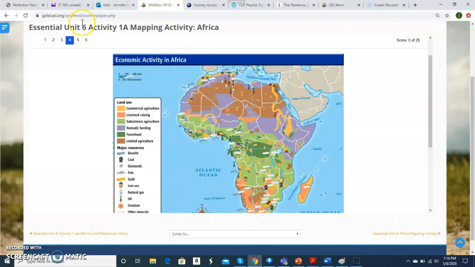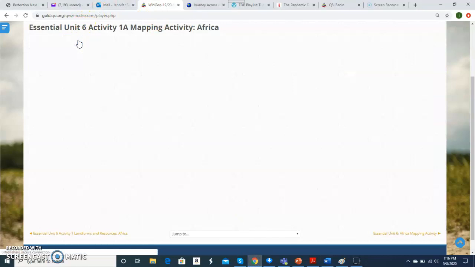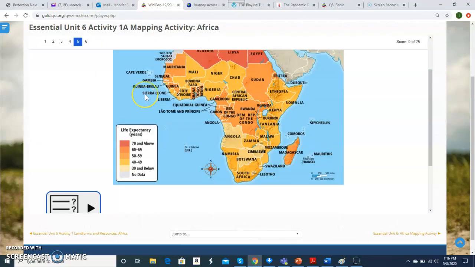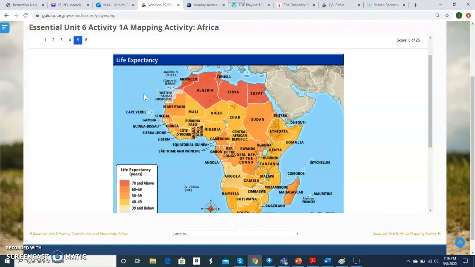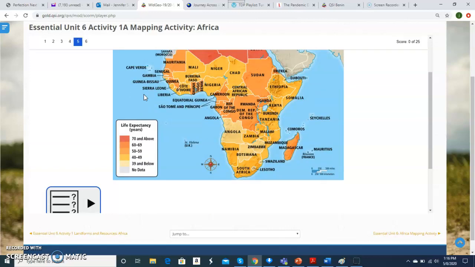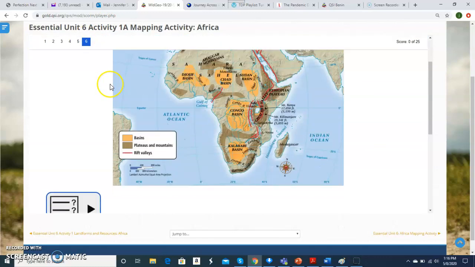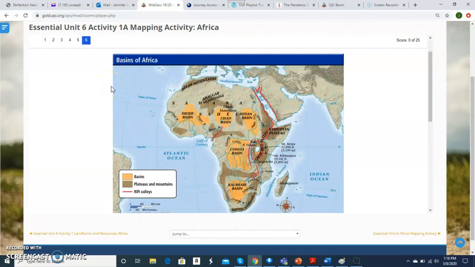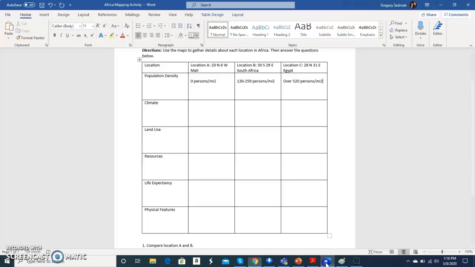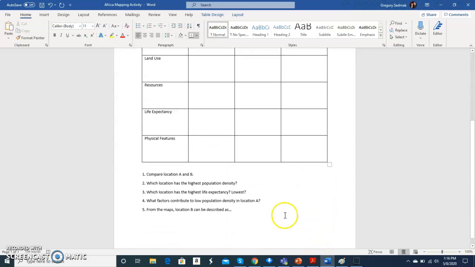And then if we go through to the next map, you essentially do the same thing with life expectancy. So this one I'm not going to walk you through. I'm going to let you try and figure out this one on your own. And then do the same thing with physical features, okay? And again, I'm not going to walk you through this one. I'm going to let you figure that one out on your own. But from those maps, fill in the chart. And then there are 5 questions at the bottom. And with those 5 questions, you're going to use the data that you put on the chart to answer them.